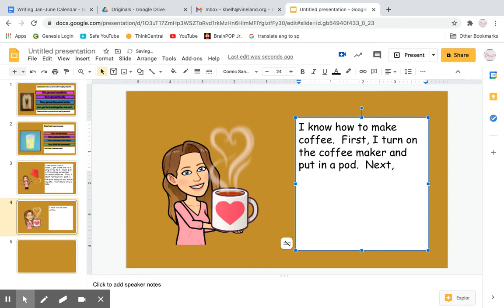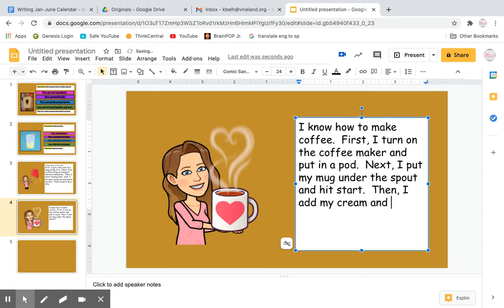Next, I put my mug under the spout and hit start, period. Then, comma, I add my cream and sugar, period. Last, I drink my coffee, period.